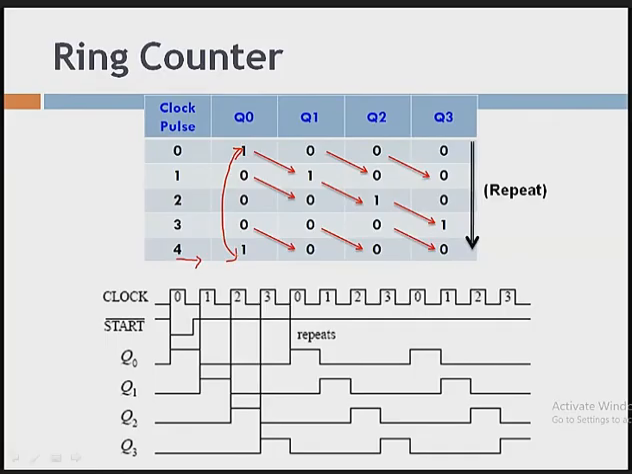Now again, it depends on how many flip flops are connected. If 8 flip flops are connected, then after 8 clock pulses your sequence is going to be repeated. If 6 flip flops are connected, then after 6 clock pulses your sequence is repeated. So here we can say that for n flip flops, you require n clock pulses to repeat the same sequence, or to repeat the initial sequence. Clear? Now this is just a timing diagram for this ring counter.